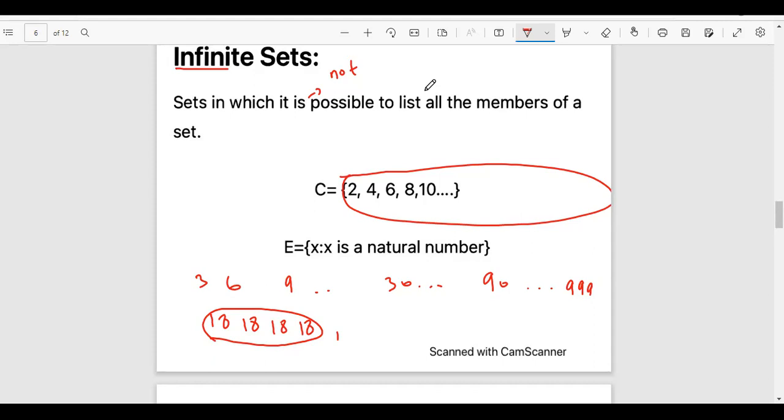Any confusions now? Yes. No, ma'am, understood. Okay, all right. So Bhan, are you good with it? Yeah, man. Okay, all right.